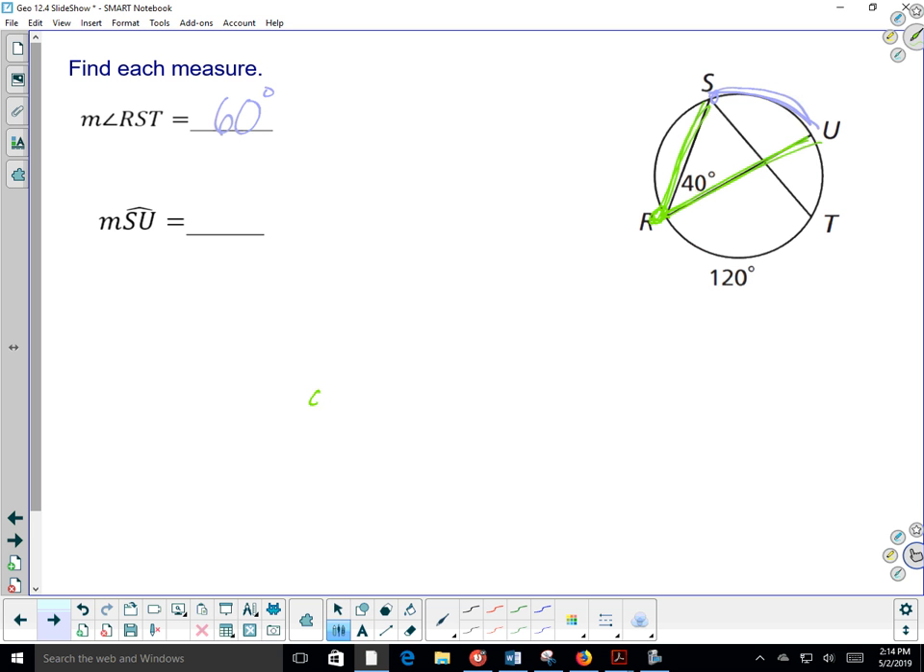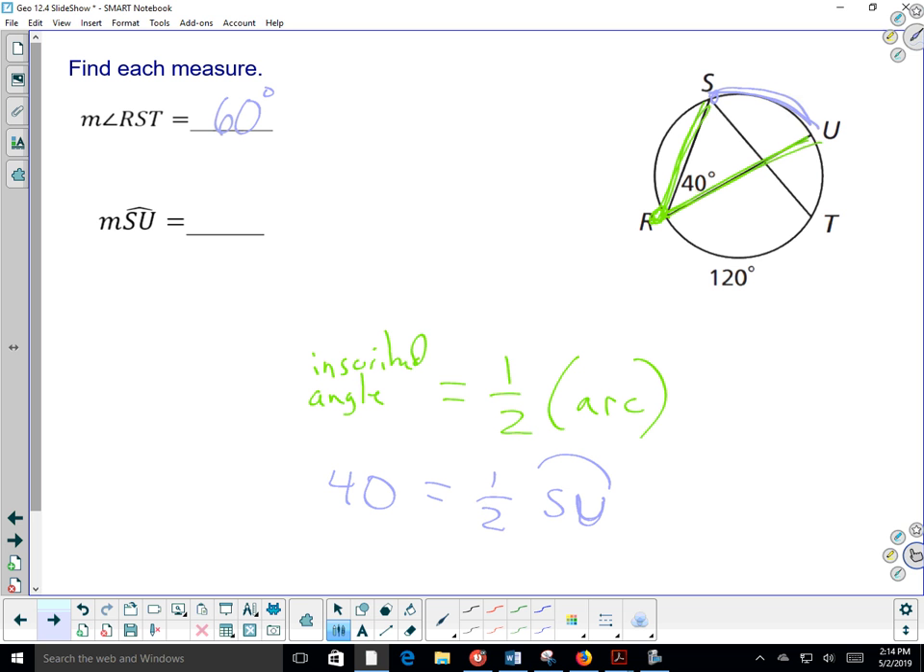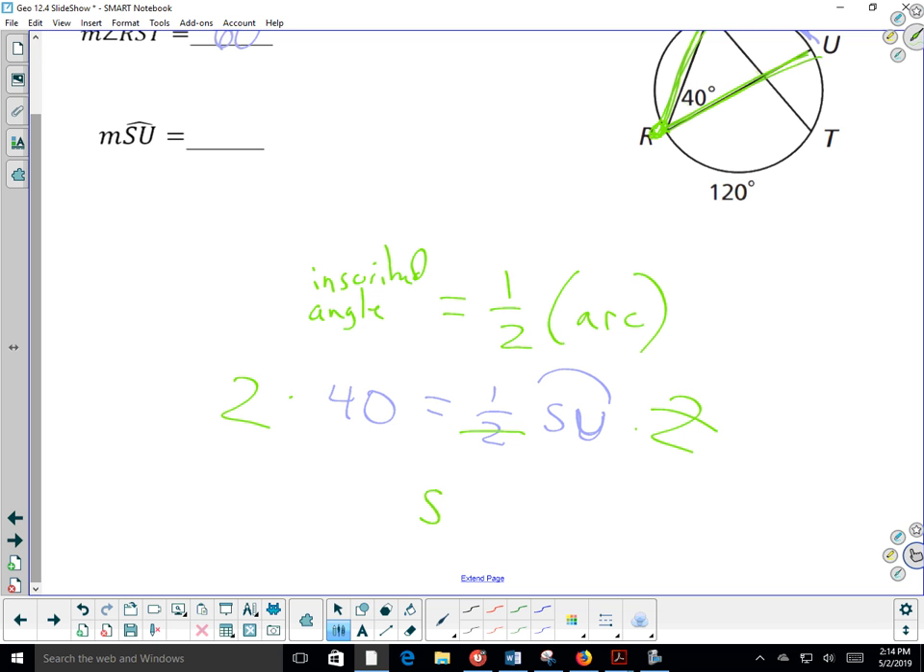The inscribed angle equals half of the arc, right? So in this case, I was able to say the inscribed angle is 40. 40 equals half of the measure of arc SU. So I need to multiply both sides by 2 to get this to divide out, and I get the measure of arc SU is equal to 80.